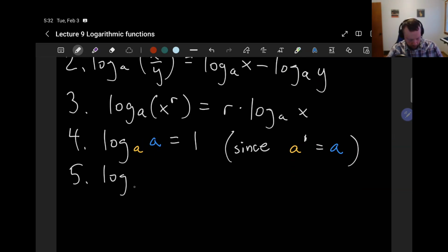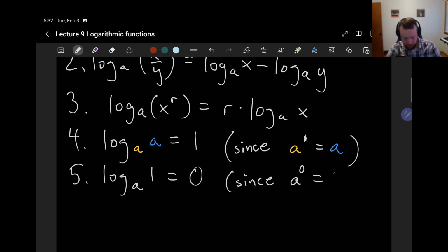A similar one, if you plug in 1 into any logarithmic function, then you will get the output of 0. And this is because a to the 0 is always 1.